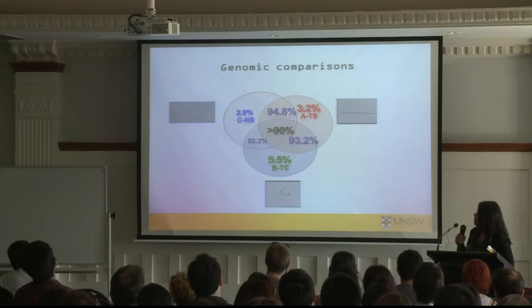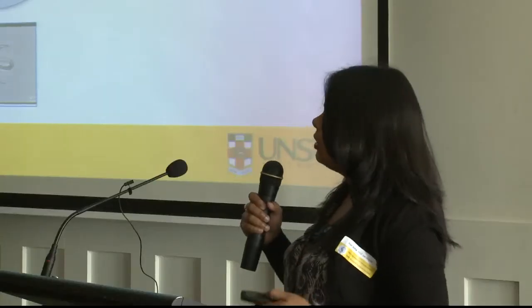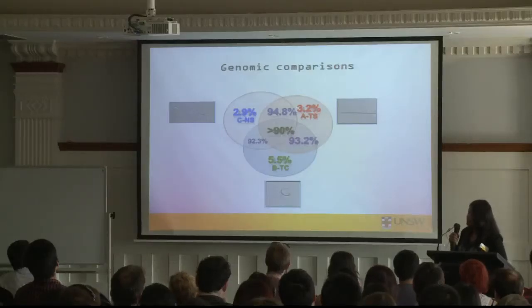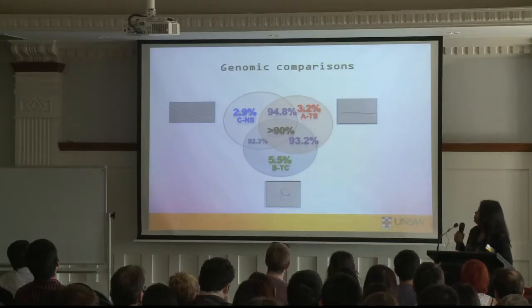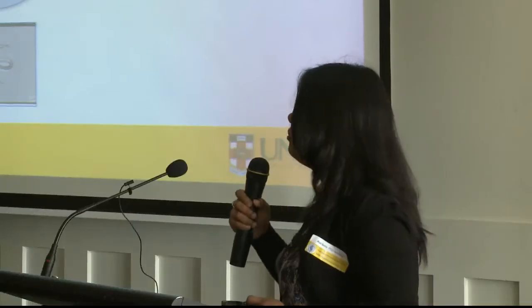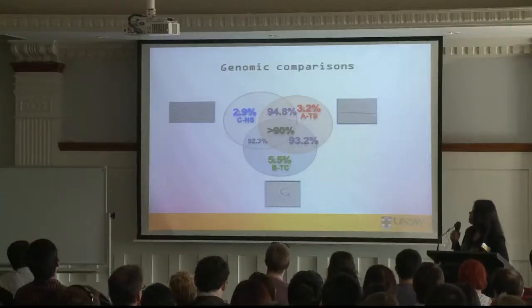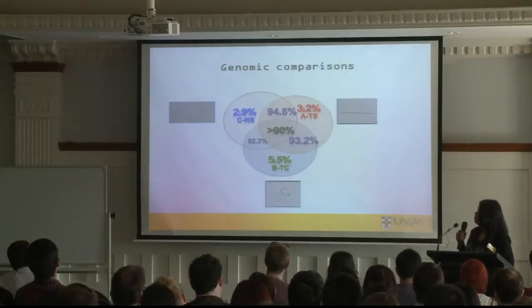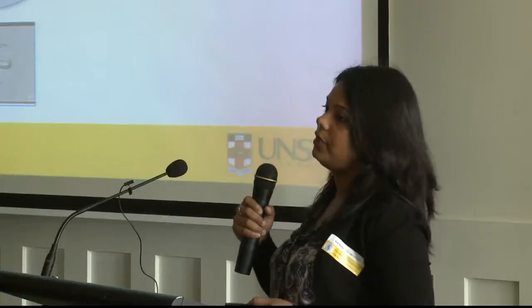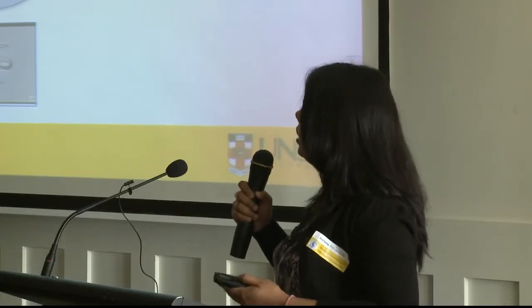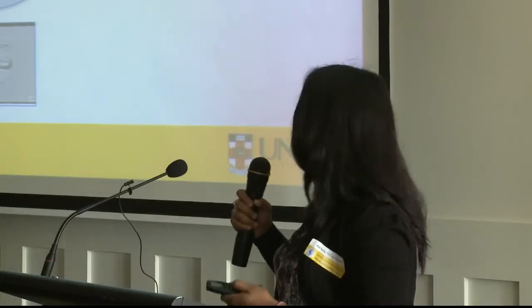5.5, and 2.9. Now, these are strain-specific genes, which means in A, toxic straight, the red one, 3.2% of genes are present only in that strain and not in the other 2. In the blue, the non-toxic straight, 2.9% of the genes are present only in that strain and not present in the other 2. So what are these strain-specific genes and what is their function?